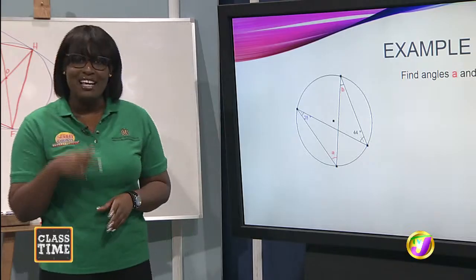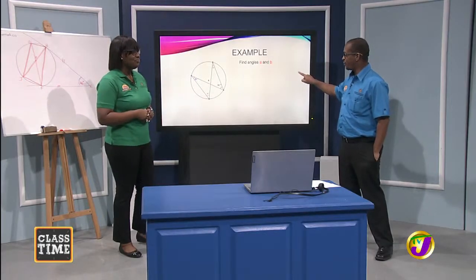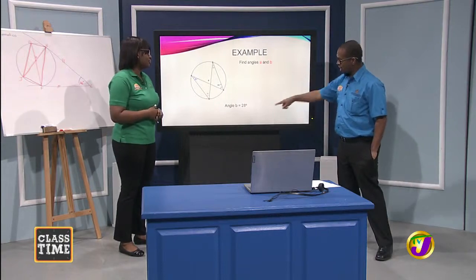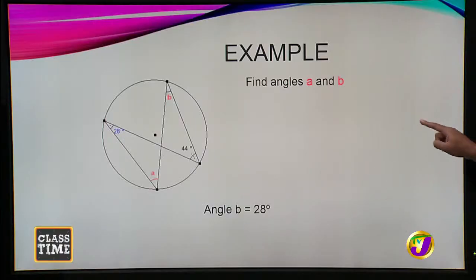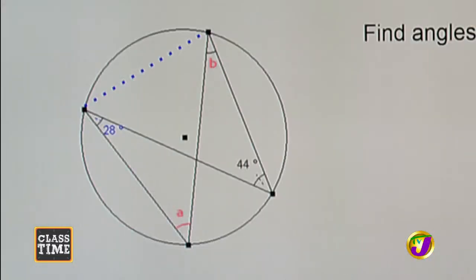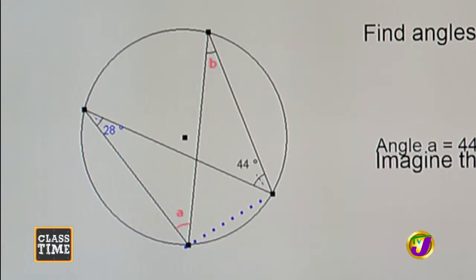All right. I hope that you're getting it too at home. For those who are doing it at home, right? She got angle B to be 28, and we can put in an imaginary chord because sometimes CSEC doesn't really give us the chord. So you can put in an imaginary chord if you need that to do your analysis. And we can do the same thing for angle A.